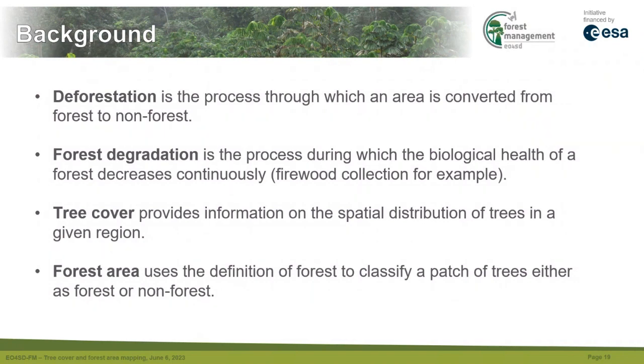Tree cover basically provides the spatial distribution of trees. So it doesn't have to be forest. Trees can be anywhere. It can be a single tree. If you can pick it up, that's the tree cover. Whereas the forest area is the tree cover when it's transferred into these forest criteria. When the tree cover meets all the criteria of the forest definition, that is called forest area.